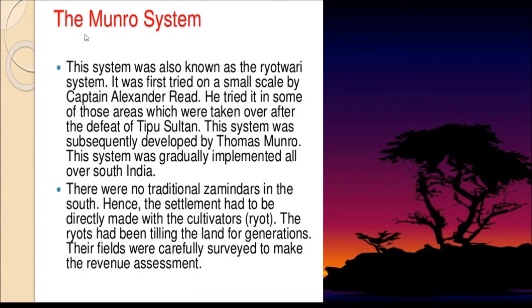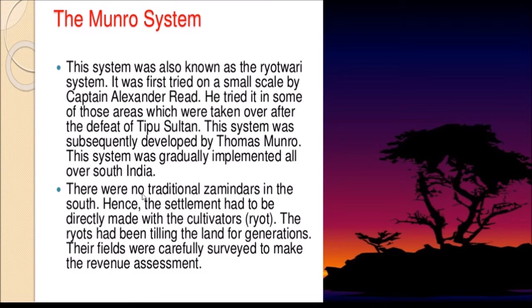The second system is the Munro system. This system was also known as the Ryotwari system. It was first tried on a small scale by Captain Alexander Read. He tried it in some of those areas which were taken over after the defeat of Tipu Sultan. This system was subsequently developed by Thomas Munro. The system was gradually implemented all over South India.